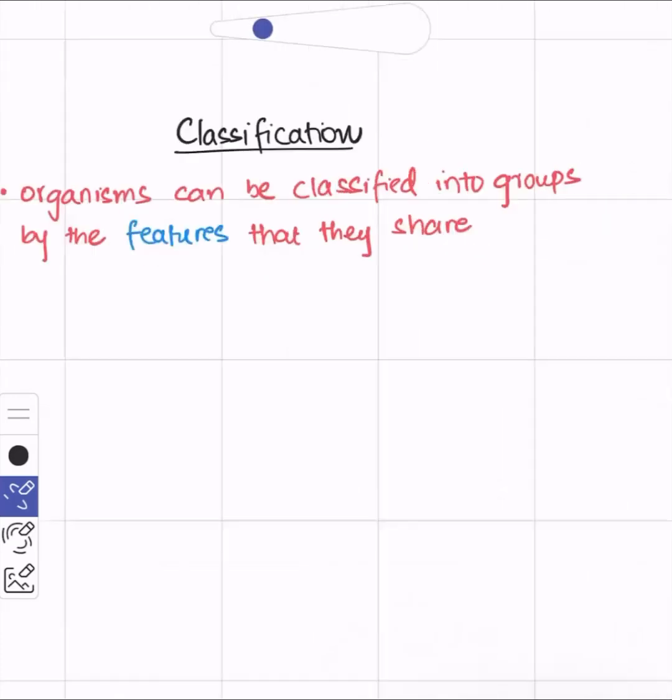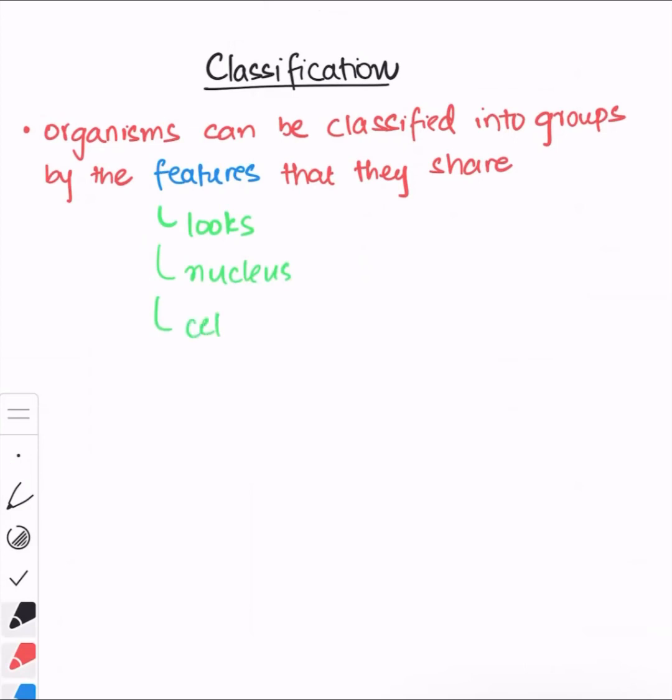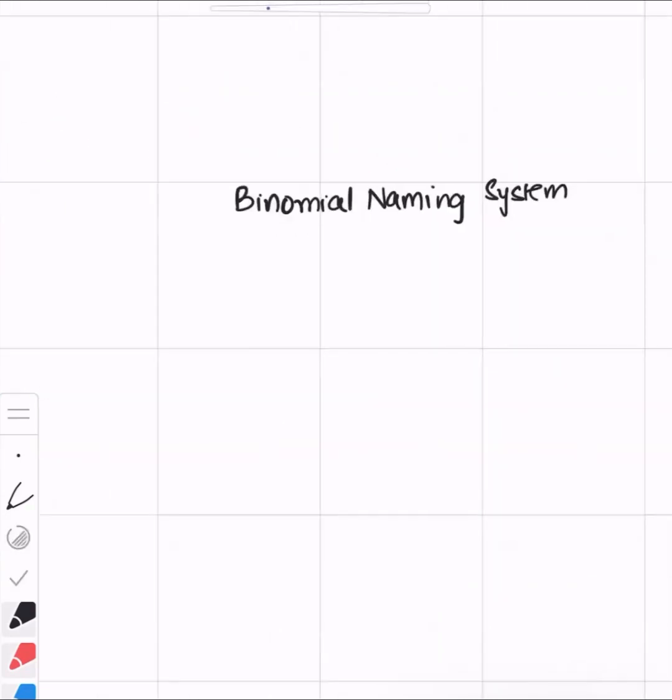So it's very important to classify organisms, and we need to realize that these organisms can be classified into different groups based on the features that are common within them. Now, what kind of features? It could be their looks, it could be their type of nucleus, it could be their cell structure, it could be some organs that they own, it could be their behavior, it could be many different things. And so let's see how we are going to be classifying organisms.